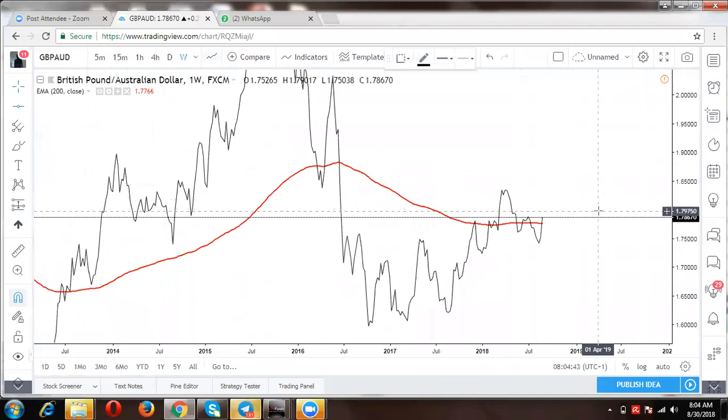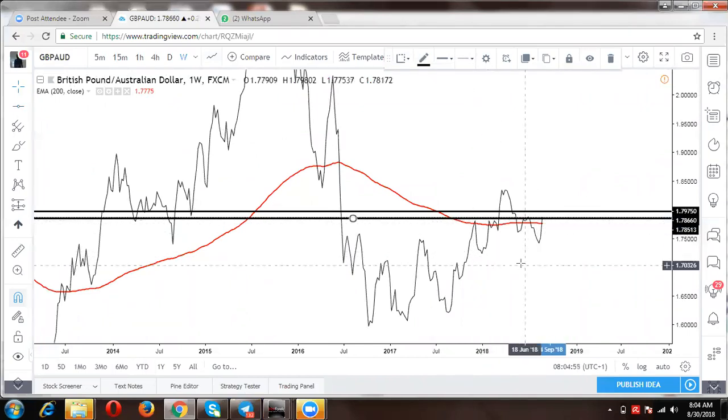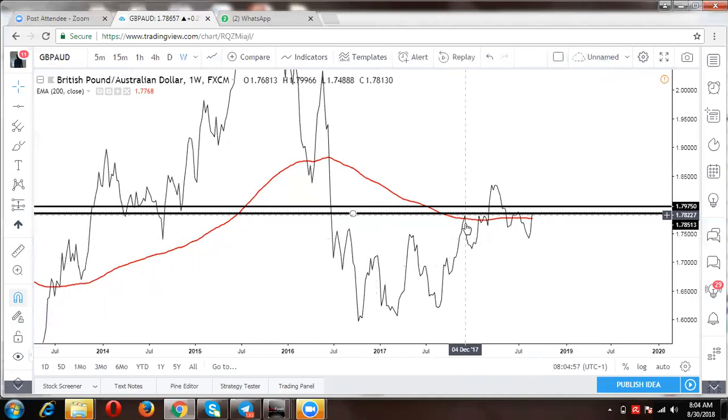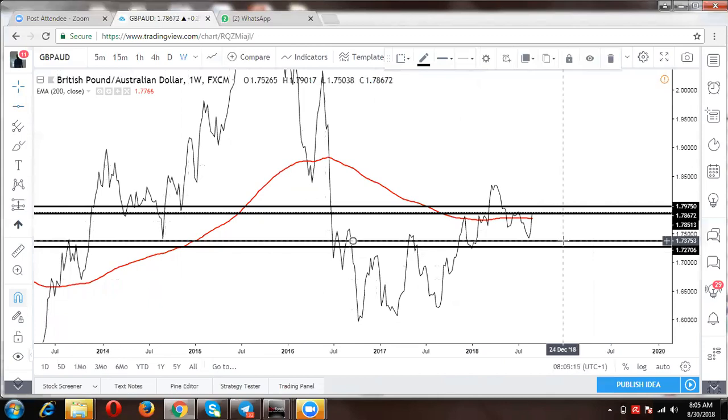I have one here. I have another one here. It's like a zone. You can see a head and shoulders, something like that. Okay, all right, so I have one there. Then I'll go to the one below. I have one here. Then I have one here.